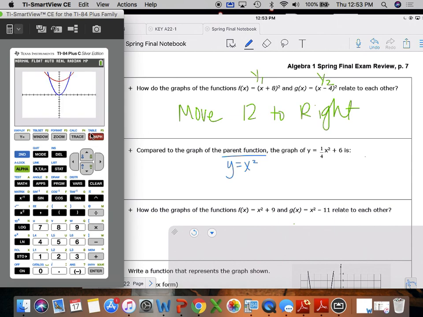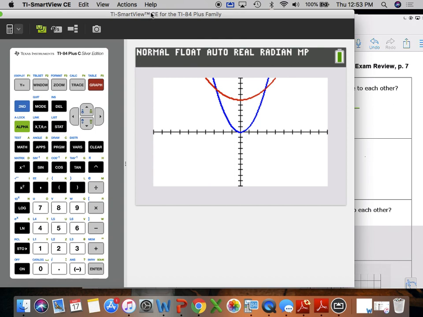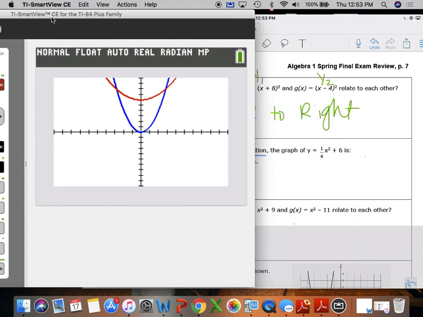So blue compared to red. Blue is my original, red is my new. Looking at the blue, it shifted up 6. And the red got wider. Or sometimes we say was stretched.